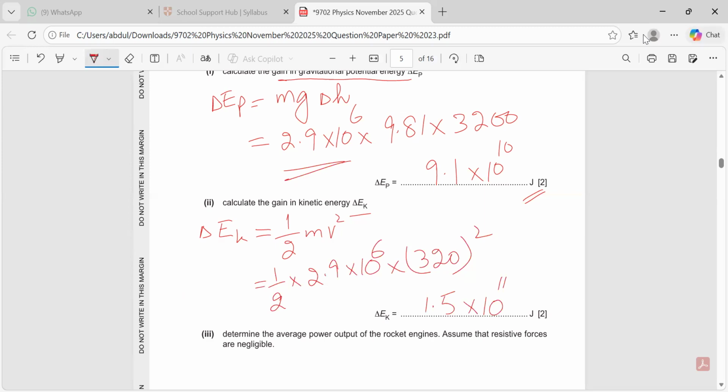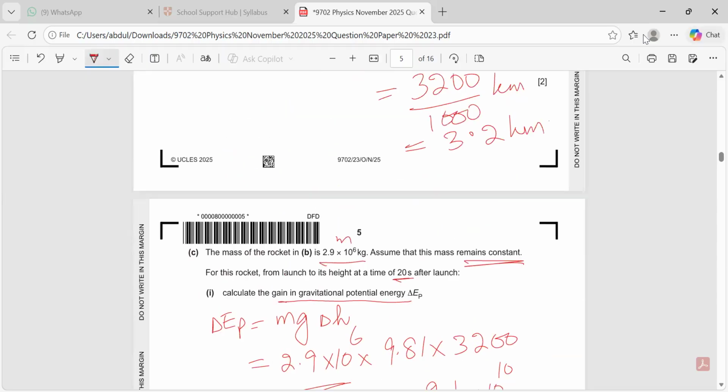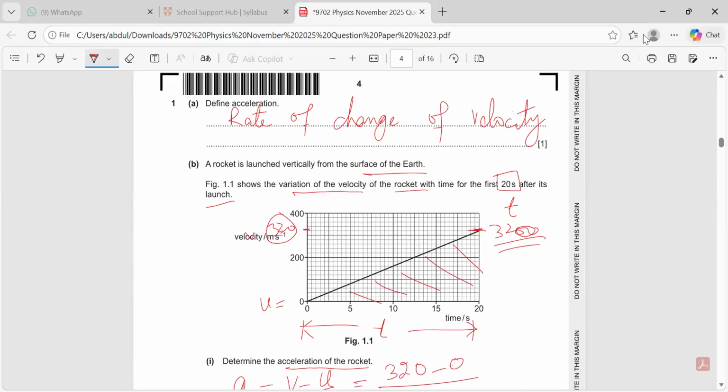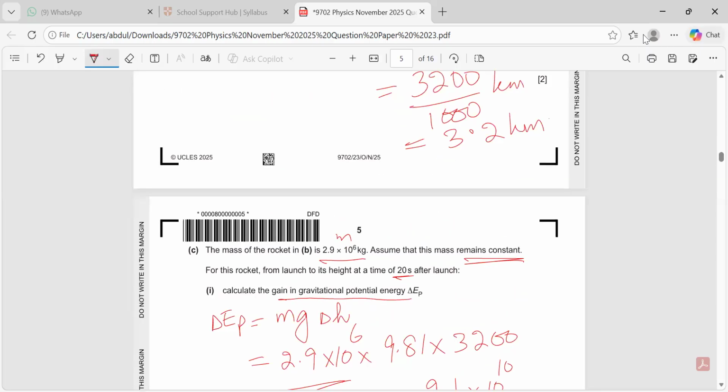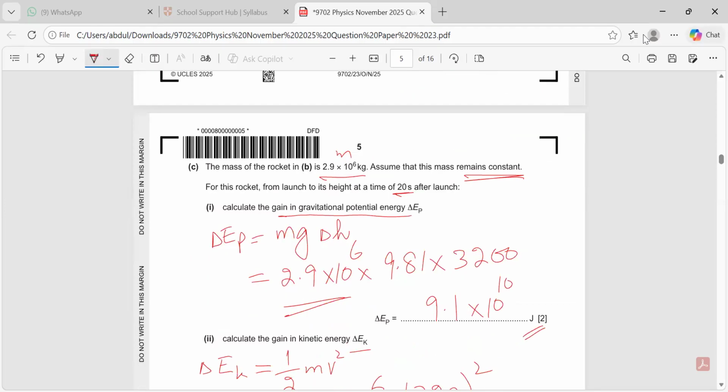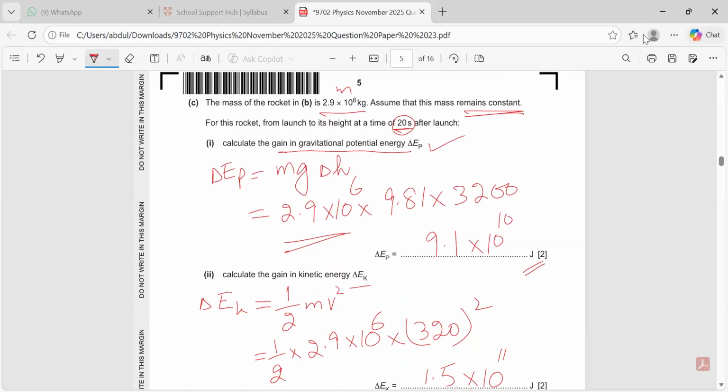My dear friends, up to here, if you have any question, please feel free to ask me. Very simple, straightforward, but looking at this graph is important. Numerically, nowhere is the speed given. But I have used 320 because in part C, it says for this rocket from the launch to its height at a time of 20 seconds, gain in gravitational potential energy, mg delta H, and gain in kinetic energy, delta K. At 20 seconds, what is the speed of the rocket? That is 320 meters per second.